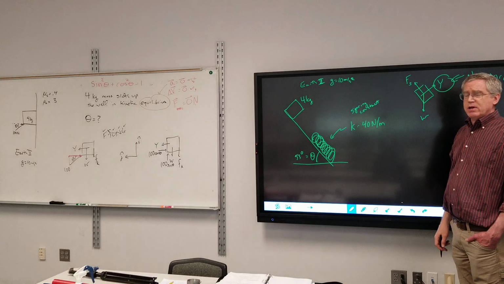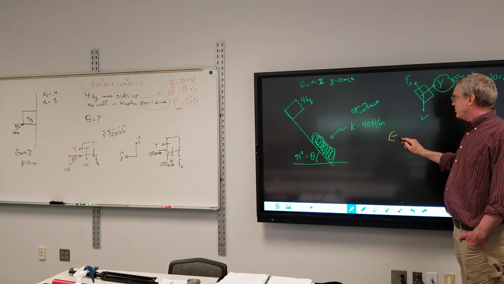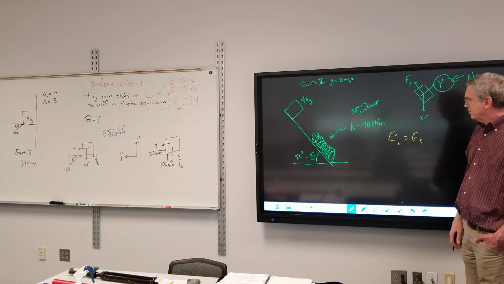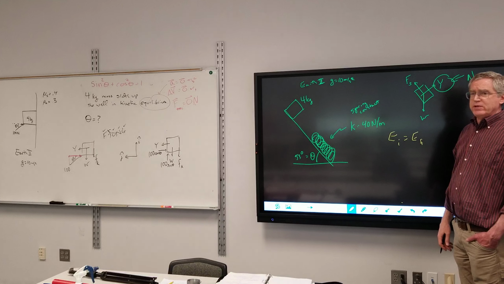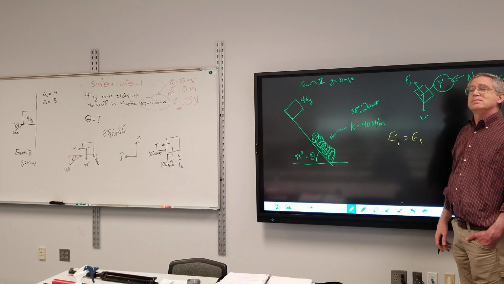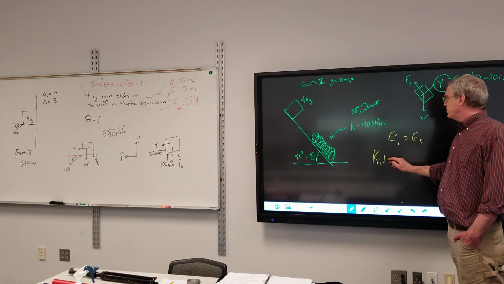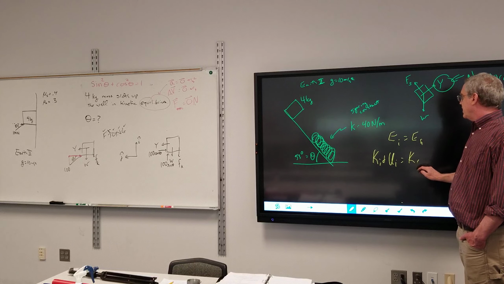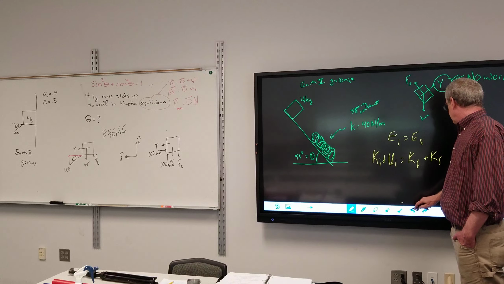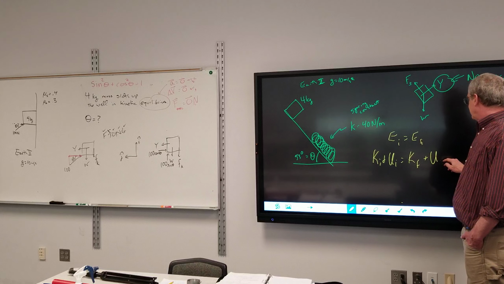We do not need to break anything up into components. We just need to start with my initial energy equals my final energy, because energy is conserved. What are the two types of energy involved here? Kinetic and potential. So I got my initial kinetic plus my initial potential is equal to my final kinetic plus my final potential.